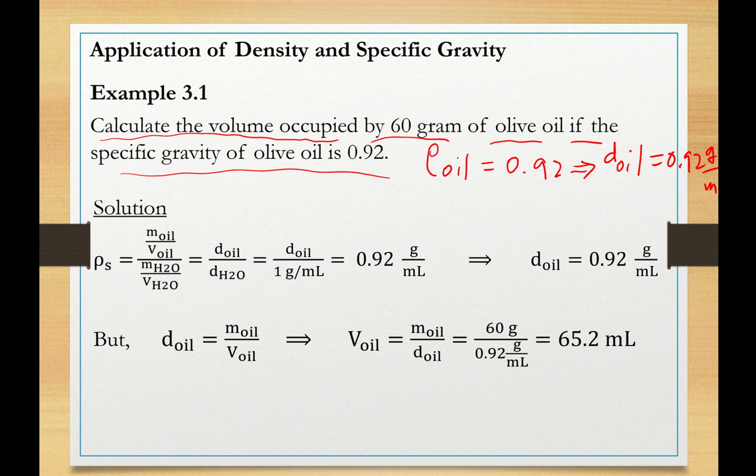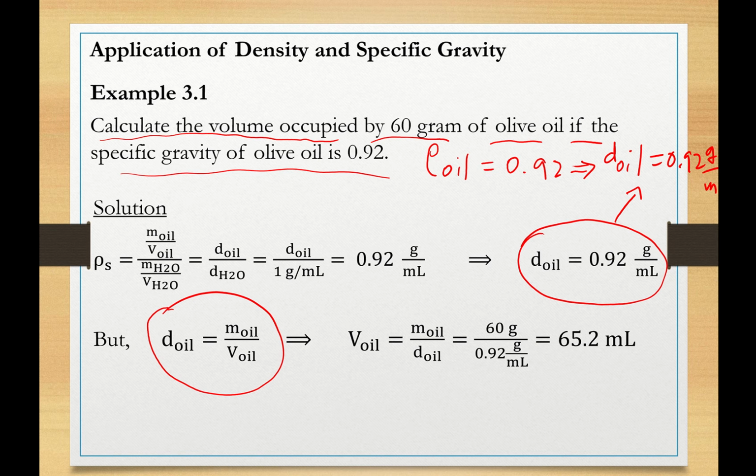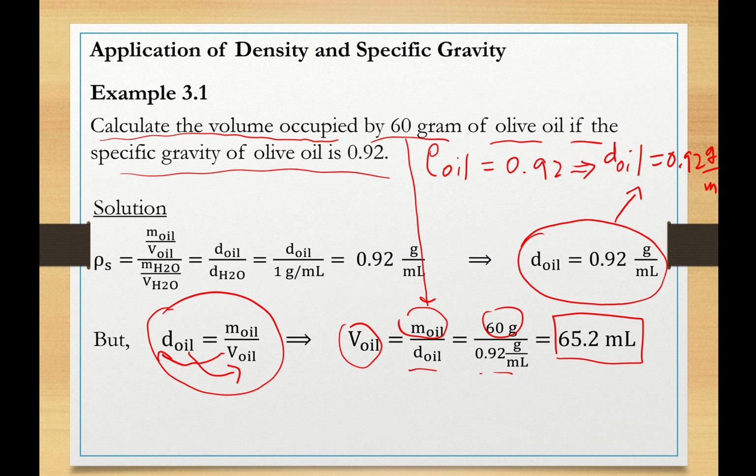And as you can see in the solution here, now that I know the density of oil, I know my formula as well: the density of oil is equal to the mass of the oil over the volume of the oil. So I solve for the volume of the oil, as you can see here. The mass of the oil is 60 grams, and the density of the oil is 0.92, and therefore 65.2 ml is the volume occupied by 60 grams of olive oil.